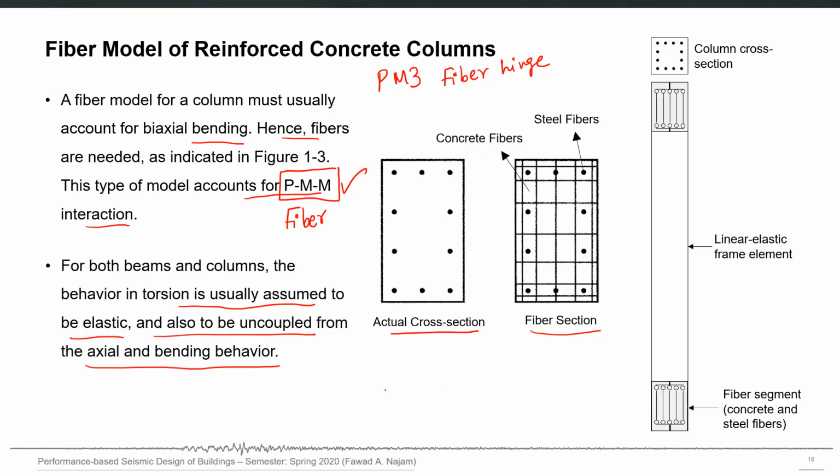So for example, torsional behavior is assumed to be elastic if you go for the fiber modeling approach, unless you also provide a torsional hinge to explicitly make it inelastic. Otherwise, it will remain elastic and uncoupled from axial and flexural behavior. It will remain uncoupled anyway, even if you actually assign a torsional hinge also.